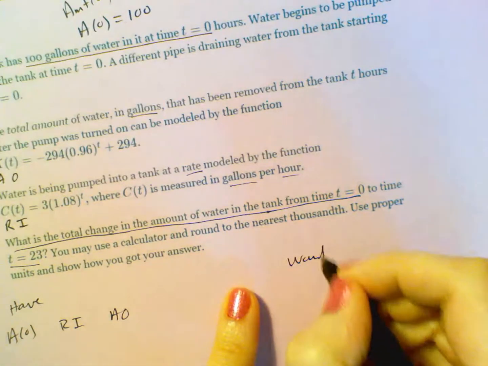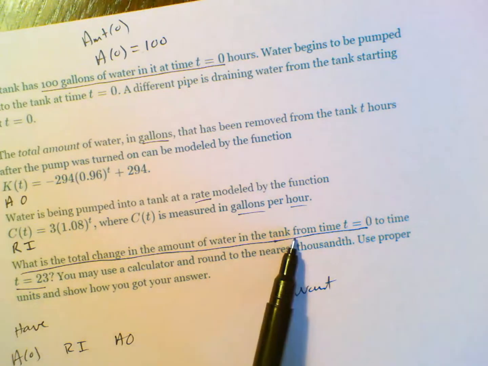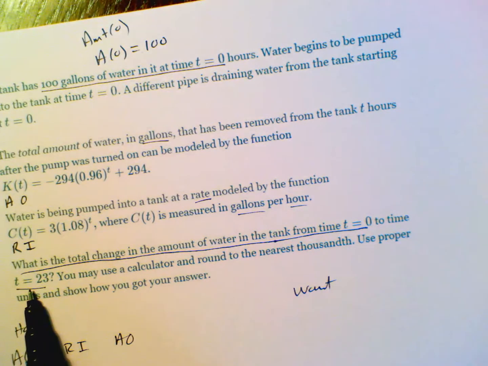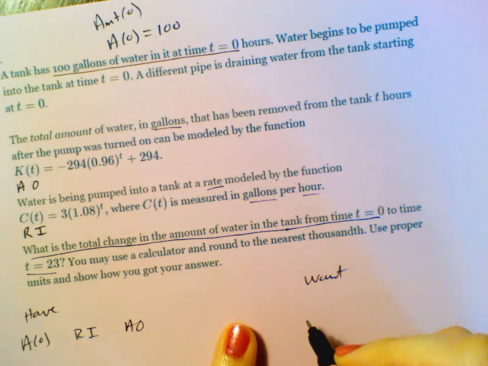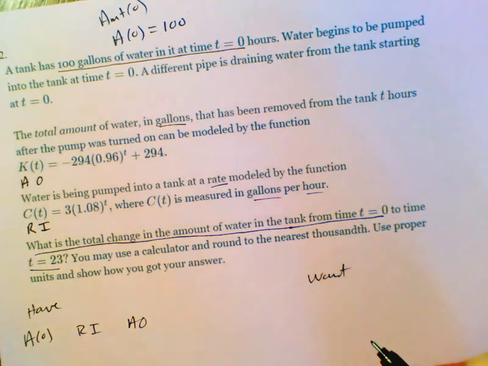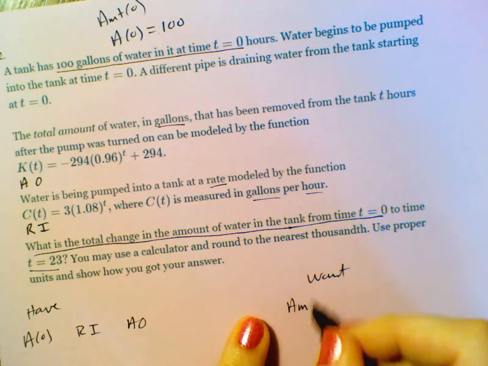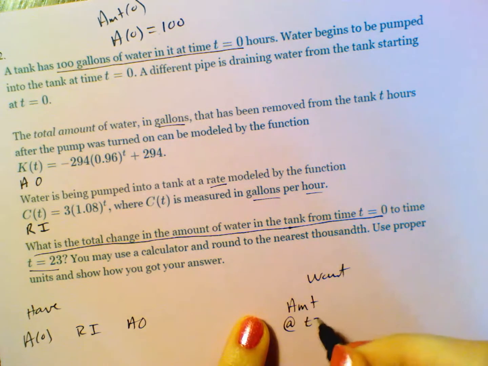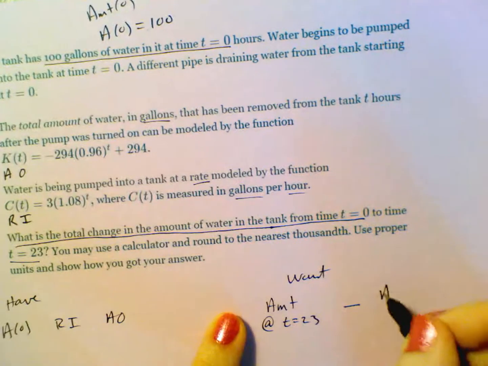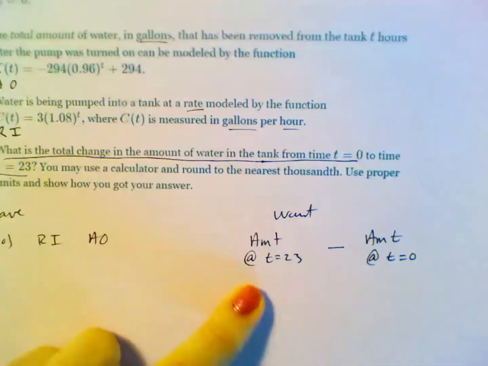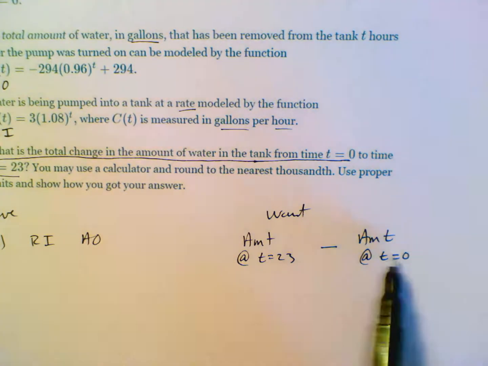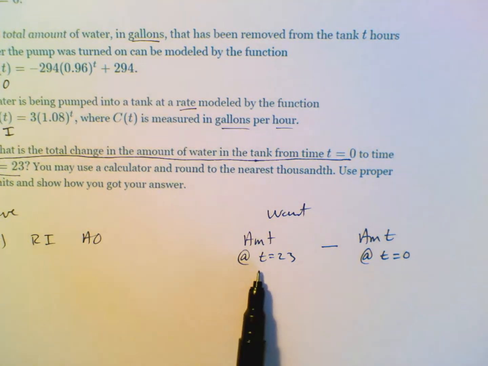All right, now let me think about what I want. The total change in the amount of water in the tank from T equals 0 to T equals 23. So if I want the total change in the amount of water, I want to do the amount at T equals 23 minus the amount at T equals 0. All right, I've got to get this change in the amounts. Okay, change is subtraction. Now, how am I going to do the amount at T equals 23?